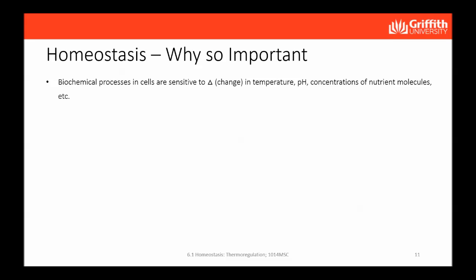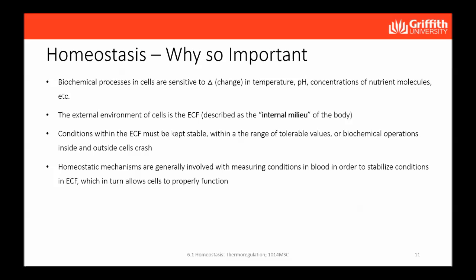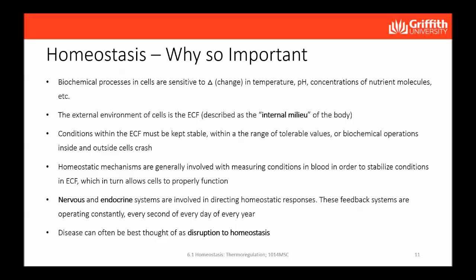So why is homeostasis so important to biology? Well, the biochemical processes in cells are very sensitive to changes in temperature, pH, and the concentration of nutrient molecules. The external environment of the cells is the extracellular fluid. This fluid is often referred to as the internal milieu of the body. The conditions within the ECF must be kept stable and within a range of tolerable values, or the biochemical operations inside and outside the cells cannot be sustained. The nervous and endocrine systems are involved in directing homeostatic responses, and these feedback systems are constantly operating to maintain the ideal physiological conditions for our body to function.